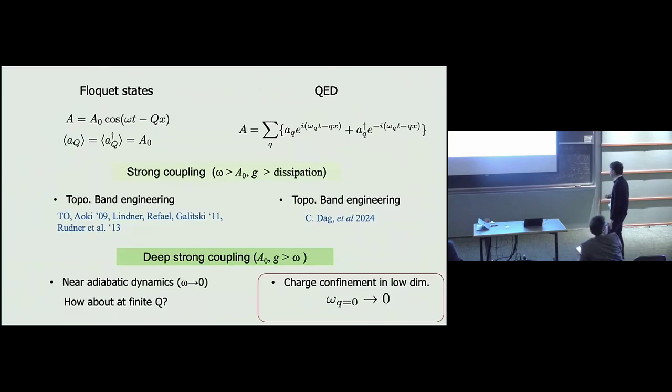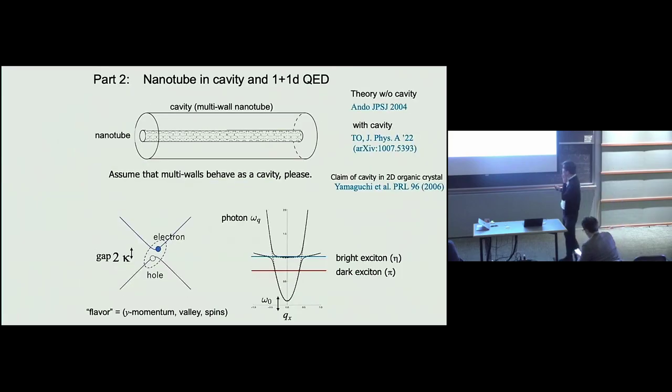The last part is about the QED. So here, what I want to study is a very simple system, like a one-dimensional nanotube trapped in a cavity. Yeah, don't ask me how to trap it in a cavity. So when I wrote this paper, I was thinking about multi-wall nanotubes. Imagine that those walls behave like a cavity. Let's just assume this here at this point. Actually, there are some experiments in two-dimensional organic materials where you can realize these states.